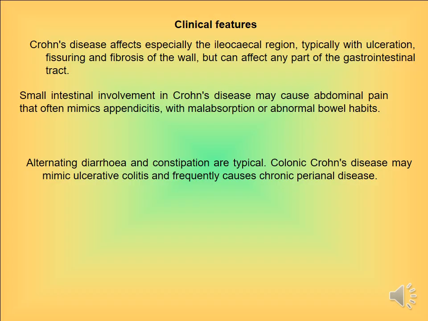Clinical features of Crohn's disease: it affects especially the ileal region, typically with ulceration, fissuring, and fibrosis of the wall, but it can affect any part of the gastrointestinal tract. The feature of Crohn's disease is either an ulcer, a fissure, or fibrosis of the wall of the ileal region. Small intestine involvement in Crohn's disease may cause abdominal pain that often mimics appendicitis, with malabsorption or abnormal bowel habits.